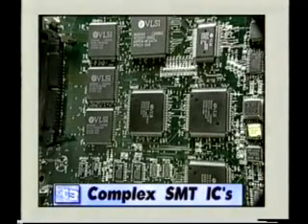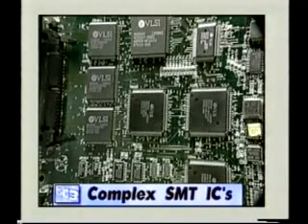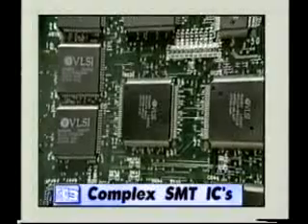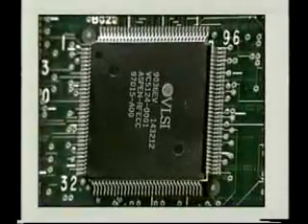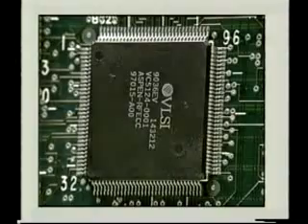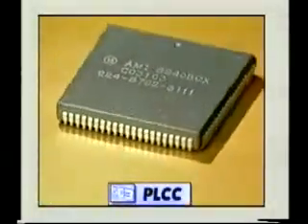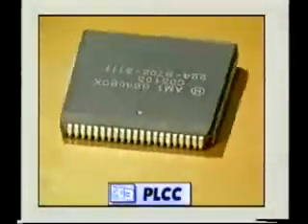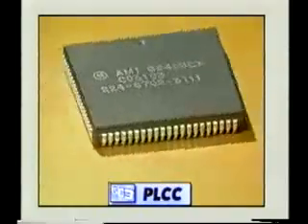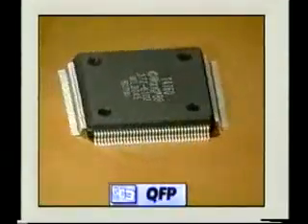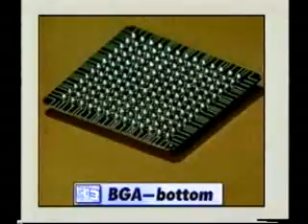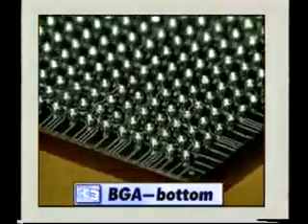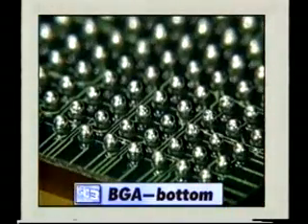Larger, more complex surface mount ICs, like microprocessors, may be packaged in one of a variety of components with leads on 4 sides, such as a PLCC, which stands for Plastic Leaded Chip Carrier, QFP, or Quad Flat Pack, and BGA, or Ball Grid Array, the cousin of the Pin Grid Array.